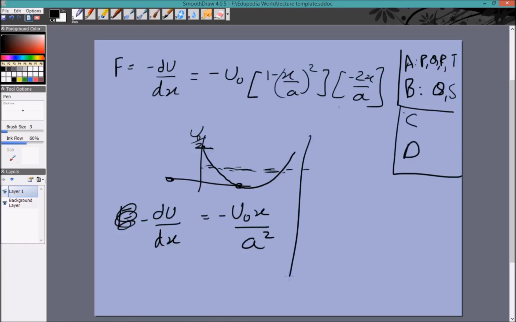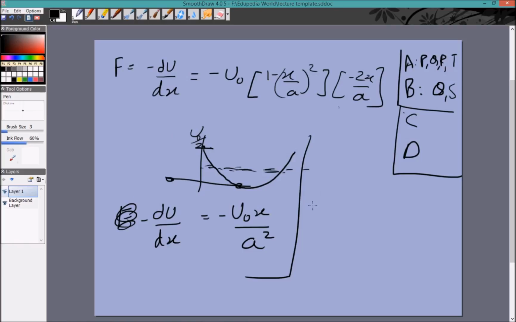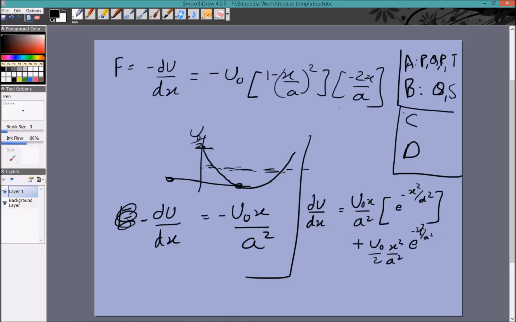Let's look at question C. Option C is u naught by 2 x by a whole square e to the power minus x by a whole square. So du by dx will come out to be, it will have many terms, u naught x by a squared times e to the power minus x squared by a squared plus u naught by 2 x squared by a squared e to the power minus x squared by a squared into minus 2x by a squared. I've just used the product rule.